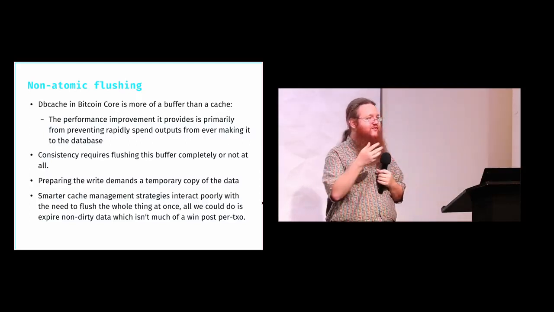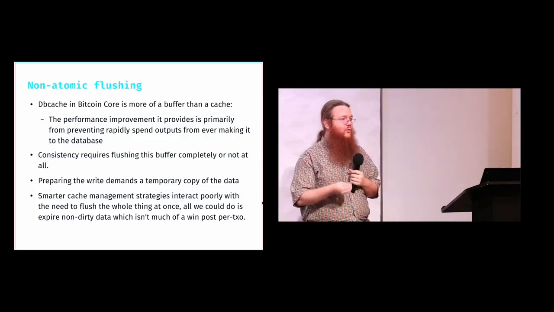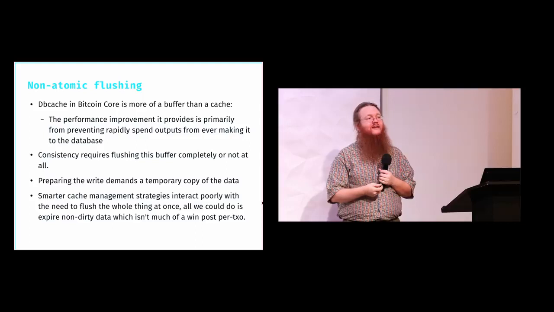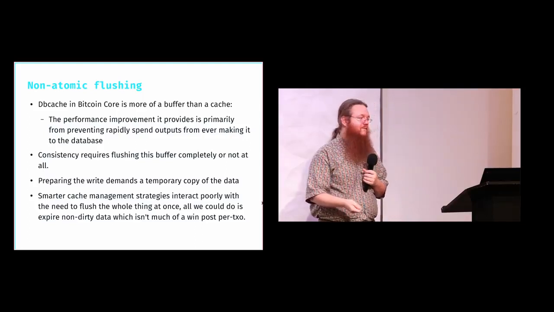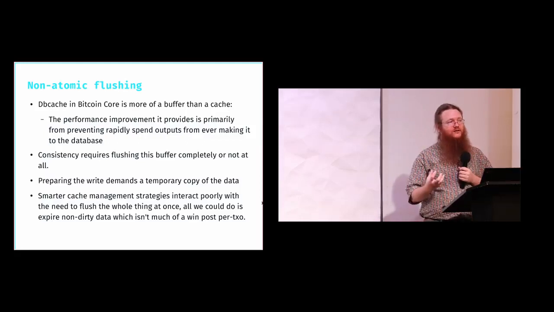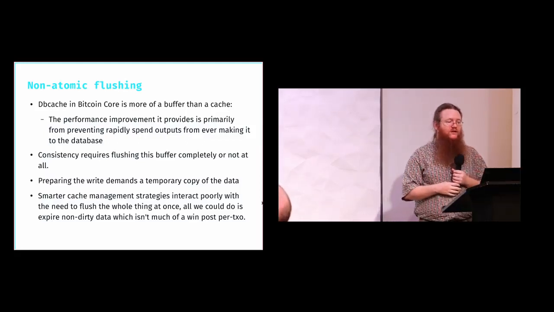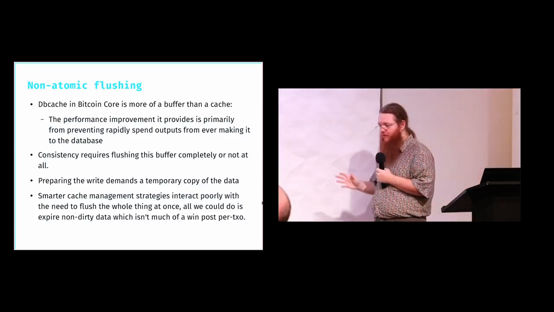So for example, someone makes a transaction, and then 2 blocks later, they spend the output of that transaction. With a buffer, you can avoid ever taking that data and writing it out to the database. And so that's where almost all of the performance improvement from the caching infrastructure in Bitcoin really comes from, is this buffer operation. So that's great. And it works pretty well.